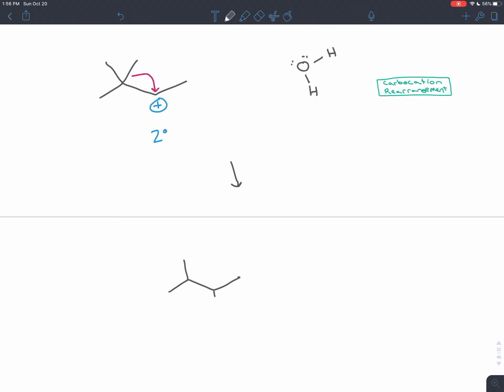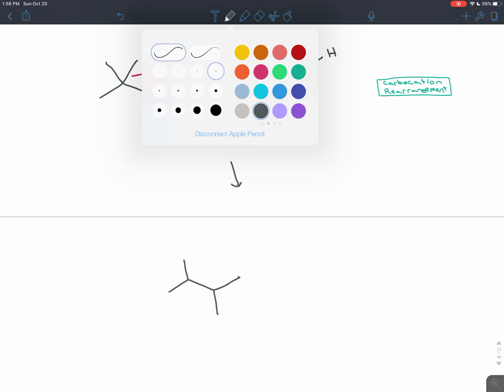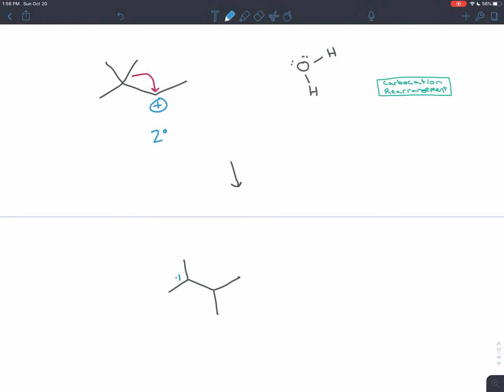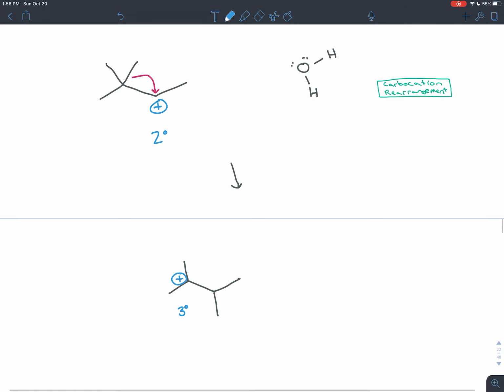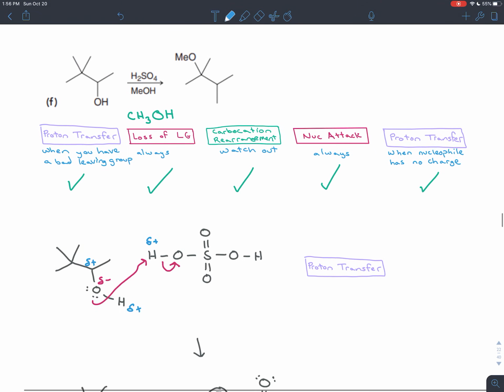And so now you only have one methyl group left there. The other methyl group has gone to the other carbon. And now the carbocation here is on this other carbon, and that is tertiary. It's bonded to 3 carbons. So that's more stable because it's able to borrow negative charge. It's able to borrow electrons from more carbons. So we have our carbocation rearrangement there.